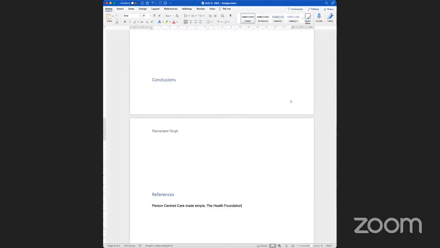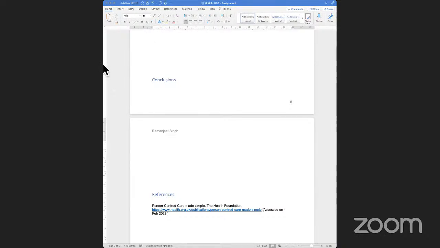And then I will put the link here, which is this. And then I would also put accessed on, which is 1st February 2023. This is something that is now following the Harvard referencing style, way of putting the references in.